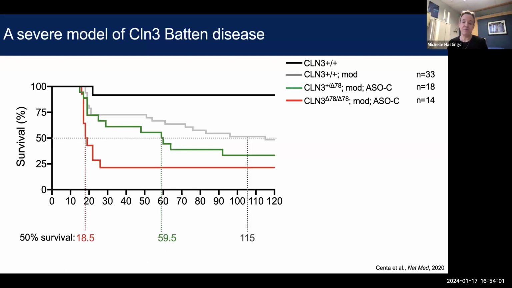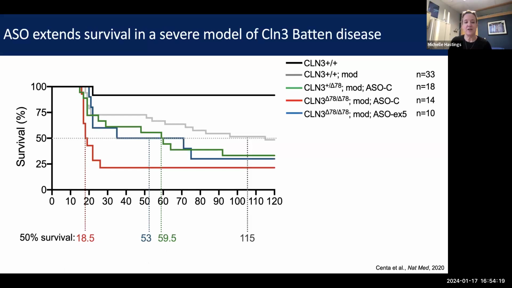And then if you have both CLN3 genes having the mutation, you get a very severe phenotype with 50% survival at 18.5 days. And so we are really excited that when we treat these mice with the oligonucleotide, we recover survival to the heterozygote survival. And so this is, to us, a really good validation of this approach as a possible therapeutic.